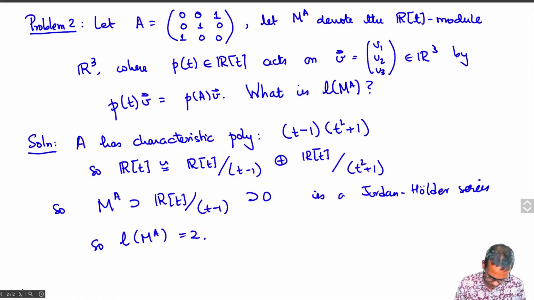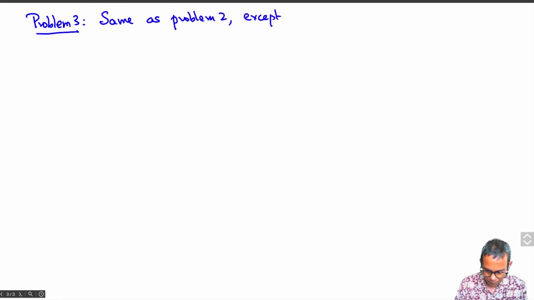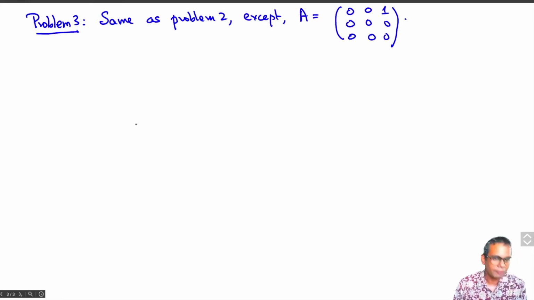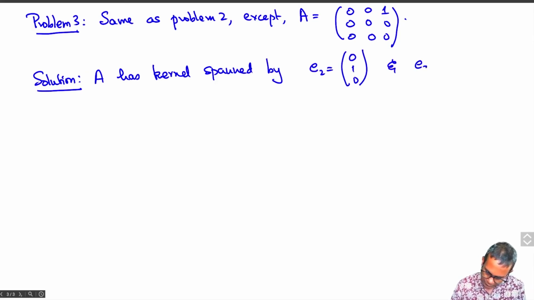And a similar problem in the same vein, let's solve. So problem 3 is the same as problem 2, except we'll change the matrix A. And let's take A to be this matrix, just a 1 in the corner and zeros everywhere else. Okay, so pause the video and try to solve it. So here's the solution. A has kernel spanned by two vectors, E2 and E3. So E2 is the vector 0, 1, 0, and E3 equals 0, 0, 1. This is easy to check.